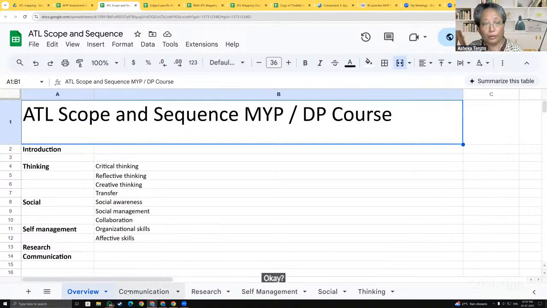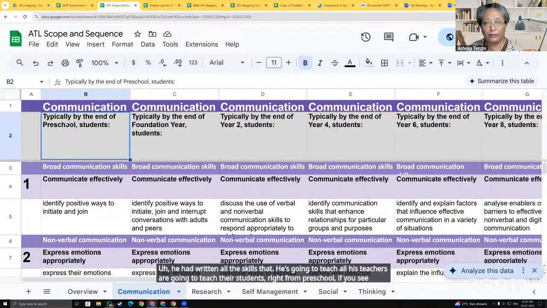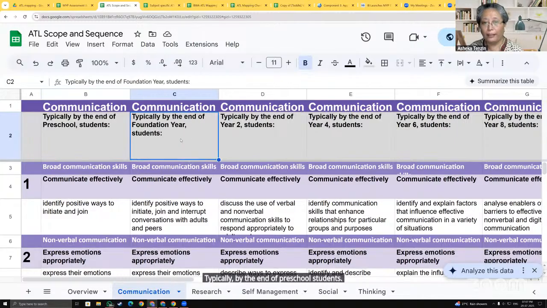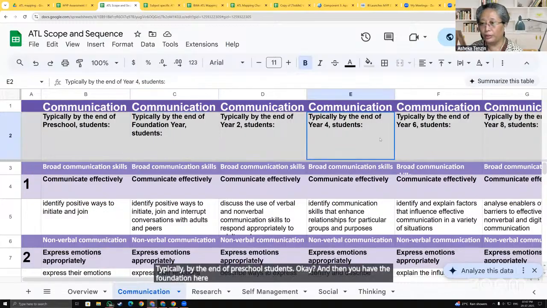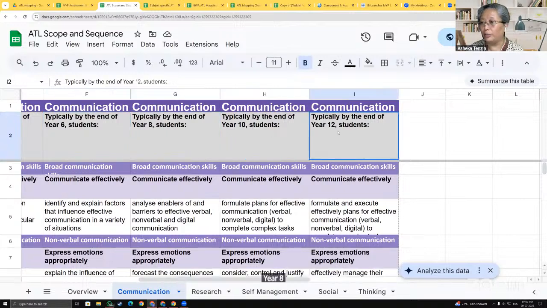So what he has done when he was the MYP coordinator at one of the schools, he had written all the skills that he is going to teach or his teachers are going to teach their students right from preschool. If you see here, typically by the end of preschool students. And then you have the foundation here, year 2, year 4, year 6, year 8, year 10, and year 12. So it is not necessary you have all the years, year 1, 2, 3, 4, 5, 6. It's not necessary.